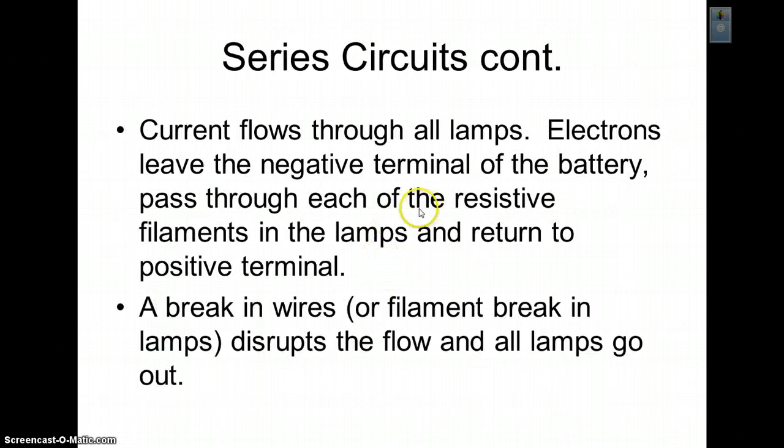What happens in a series circuit is that current flows through all the lamps. Electrons leave the negative terminal of the battery, pass through each of the resistant filaments in the lamps, and return to the positive terminal. A break in wires or a filament break in lamps disrupts the flow and all the lamps go out.